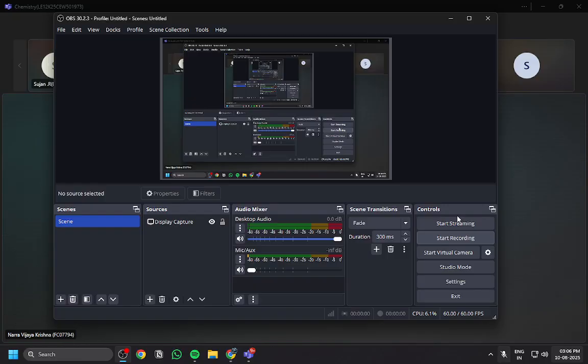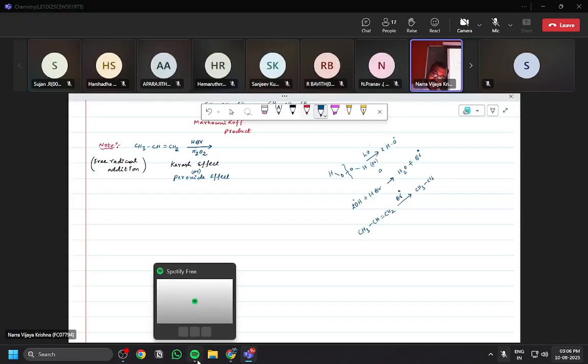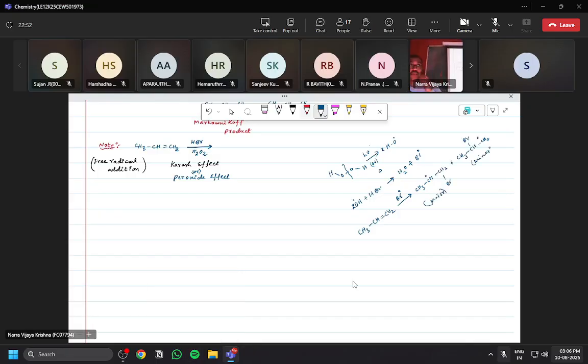What happens? The Br radical can go to the middle carbon or the terminal carbon. If it goes to the terminal carbon, is it possible? If it goes to the middle carbon, correct? This is secondary, so it is stable, so it is major. This becomes minor, right? So these radicals again combine with peroxide.